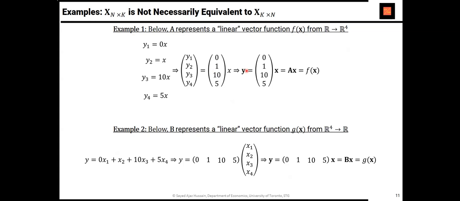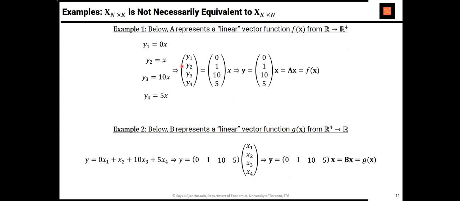But notice if I flip it, transpose it, I'm then describing a fundamentally different system of equations. Because now, instead of describing a system going from R1 to R4, by flipping this so-called vector, I'm describing a system that goes from R4 to R1. And you can see that here: this matrix B, 0, 1, 10, 5, now describes a completely different system, going from R4 to R1.